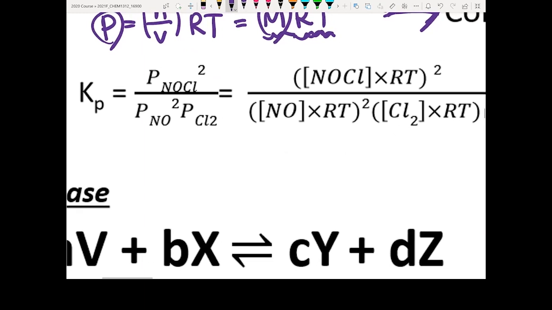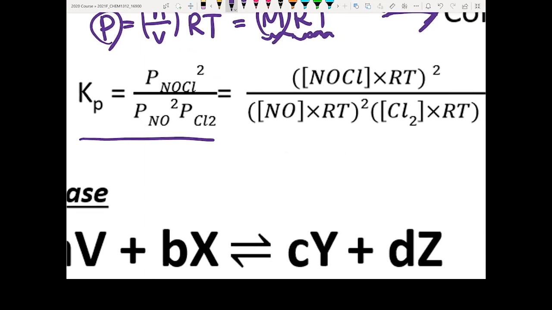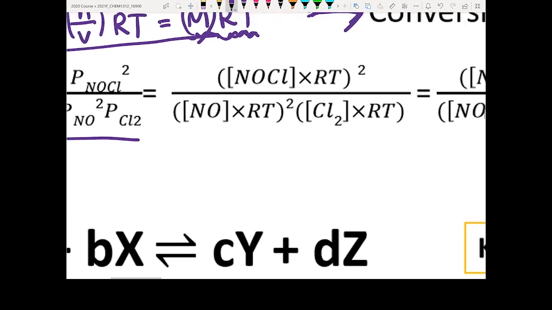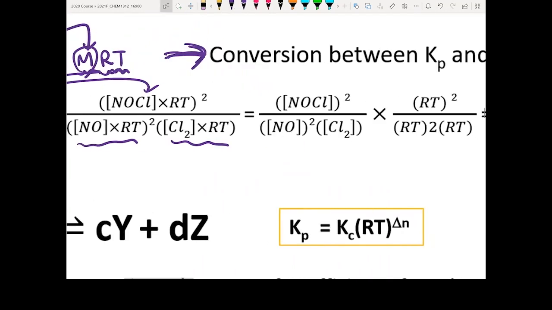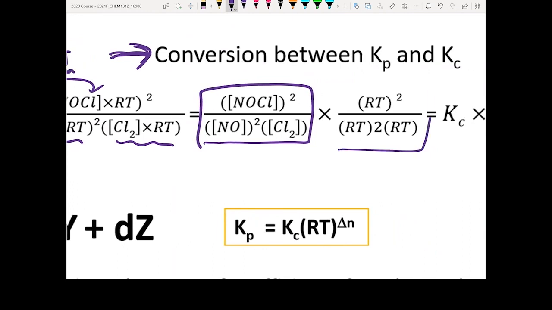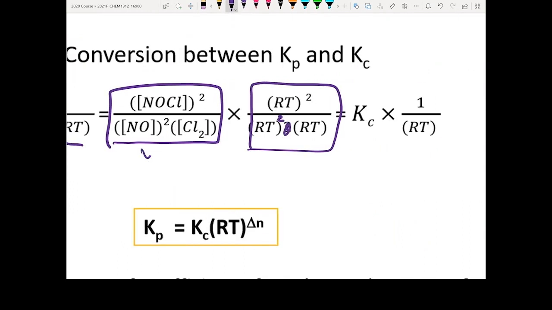Let's use this as an example. This is the Kp we defined in our second example. Using this, I can rewrite things in terms of concentration. I convert this into concentration times RT to the second power, and you do the same thing for your reactants. Once you do that, I pull out all the concentration terms together and put all the RT terms together. This equals my Kc, and all the remaining terms are just my RT correction terms.